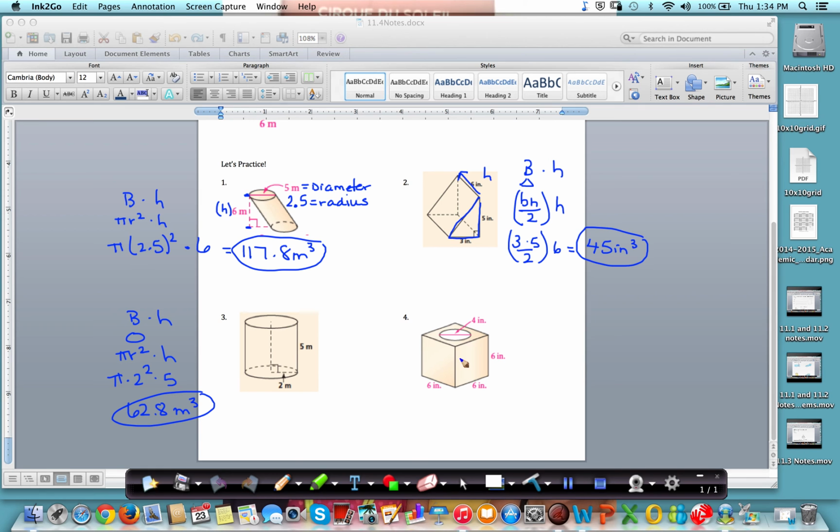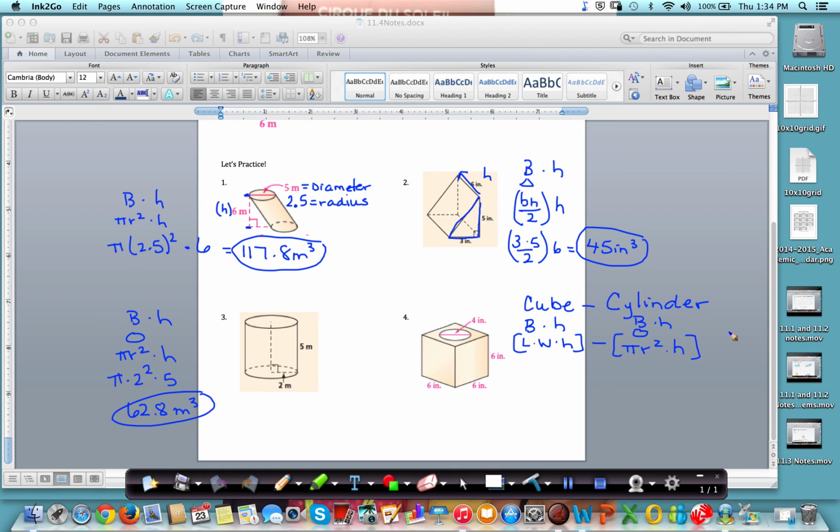Okay, the last section, number 4, looks like the middle section of that is not shaded. So I have to find just the shaded region, which means I need the volume of the cube. And once I find the volume of the entire cube, I'm going to subtract that cylinder. So how do you find the volume of a cube? You do base times height, and the base of a cube is length times width. Once I do that, I'm going to subtract the cylinder, which is base times height, and remember that a cylinder's base is circular. So I need pi r squared times the height.